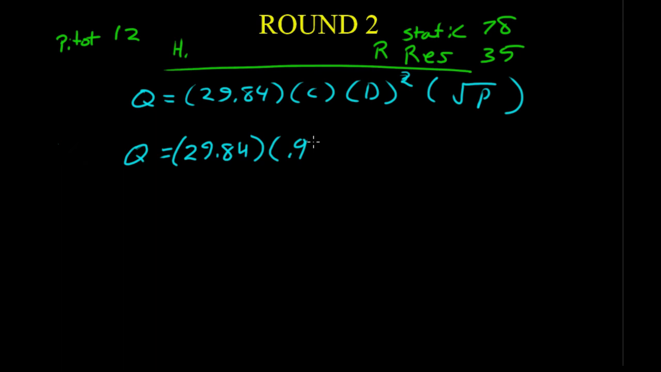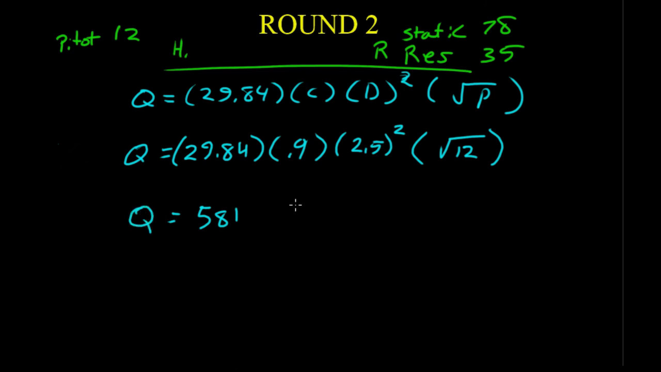C is the coefficient of discharge, going to be 0.9. D is going to be 2.5 squared. And our pressure, on the pitot, will be the square root of 12. I'll give you a second to get that. And if you did your math right, with a pitot pressure of 12, 0.9 coefficient, flowing one 2.5-inch outlet, you should get 581 gallons per minute. And just round to the closest gallon per minute.